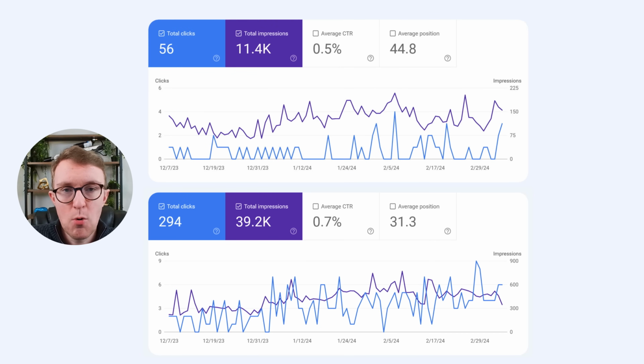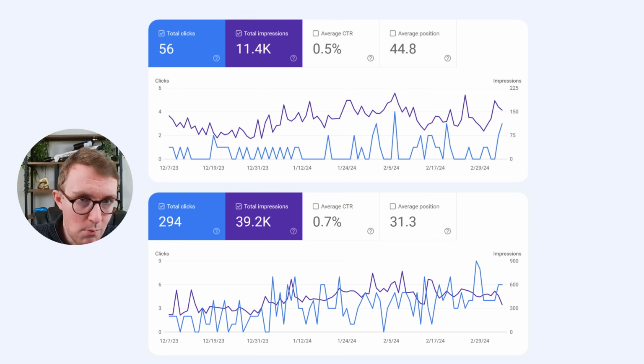And here we have 2 more examples. So these are also sites from my portfolio. As you can see, these sites were launched around the same time, basically. They all started basically in December, and the data runs through early March. So you can see they kind of look a little bit different. The graph on the top shows 56 clicks total during this 3-month period. It has a 0.5% click-through rate, so it's a little better than the other one, but still not that great.